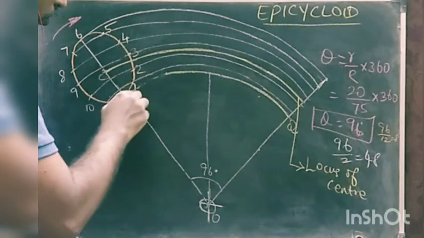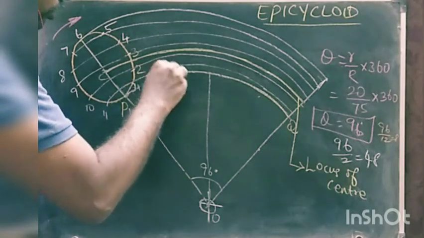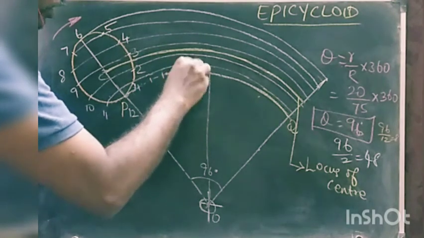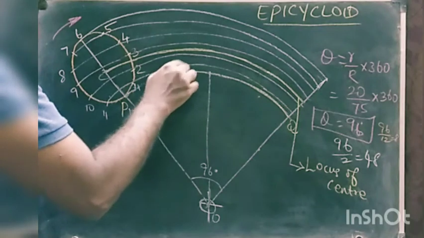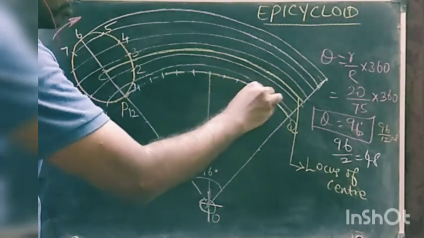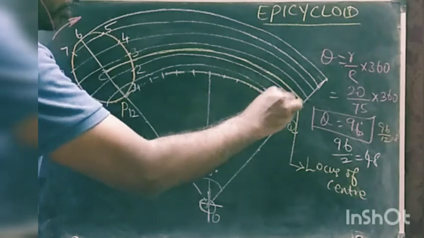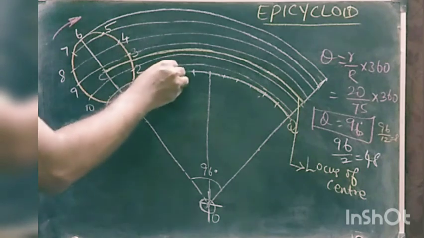We will have 1, 2, 3, 4, 5. And the 6th division is this one. You may get it a little bit bigger. Okay. And 7, 8, 9, 10, 11, and the 12th division is this one. So I have divided the segments here, like in this direction.